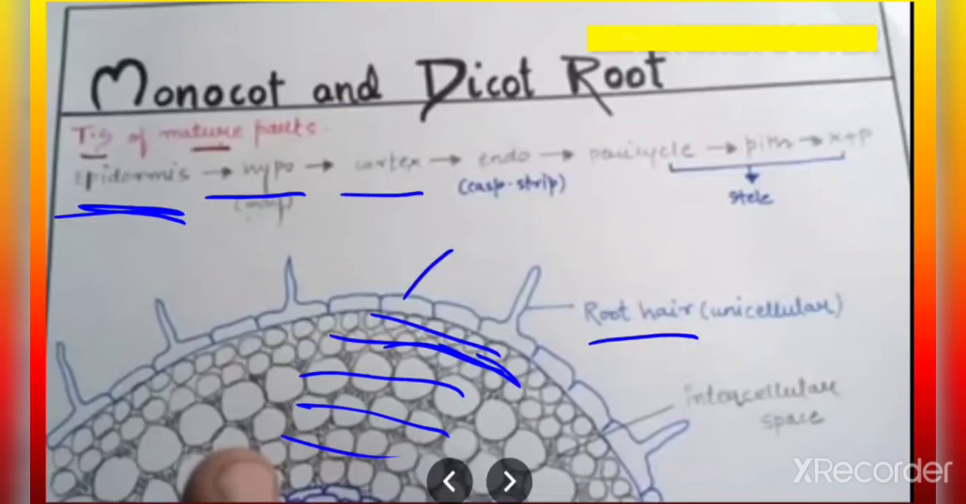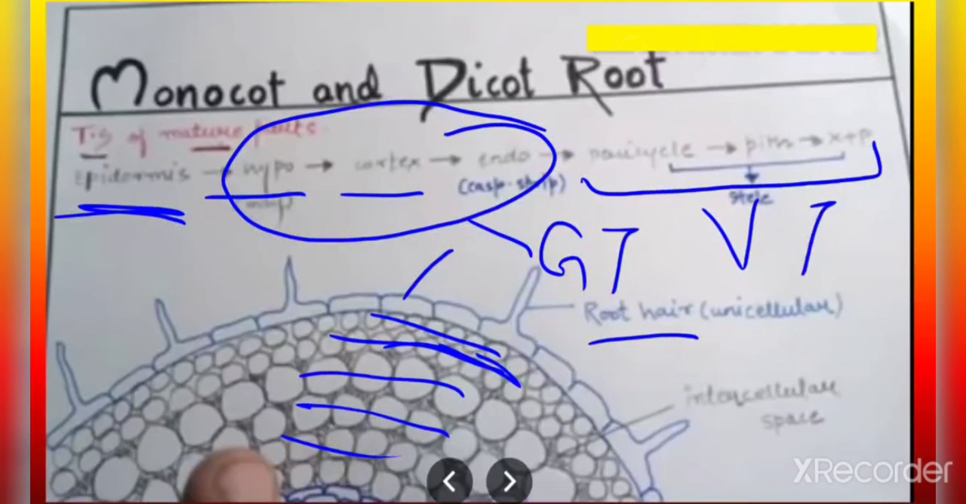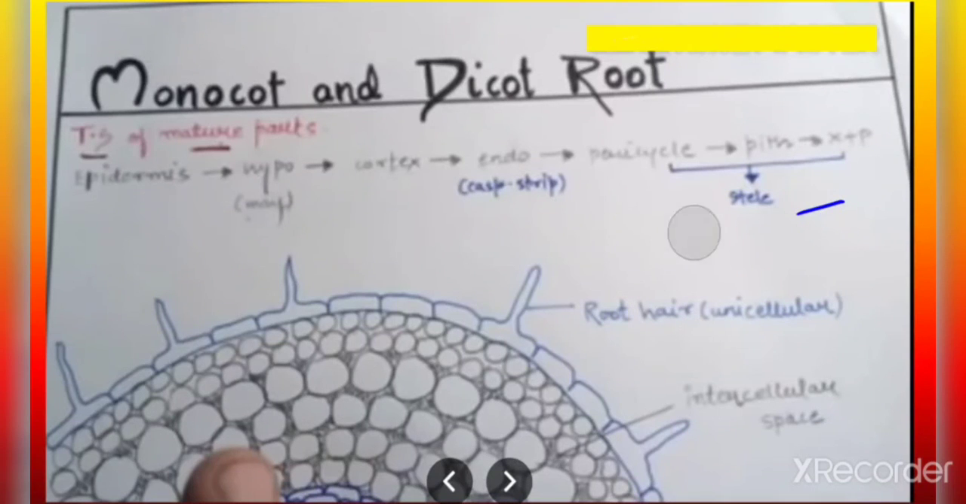That is the cortex. And you all know now, hypodermis, cortex and endodermis are going to form the ground tissue system. Pericycle, pith, xylem and phloem are going to form the vascular tissue system, whereas the epidermis and the root hairs are going to form the epidermal tissue system. So this is a handwritten note for you people. And what is a stele? For just remembering, it is a combination of pericycle, pith, xylem and phloem.